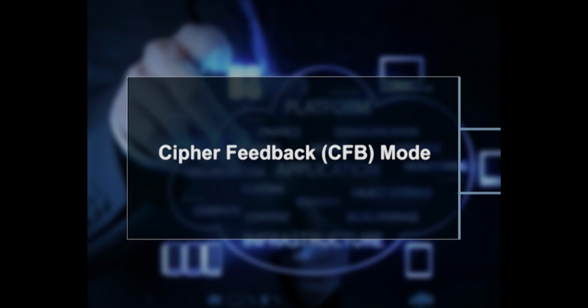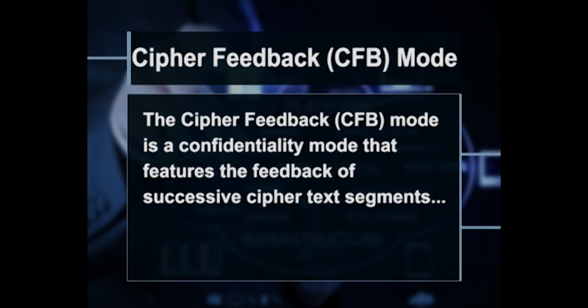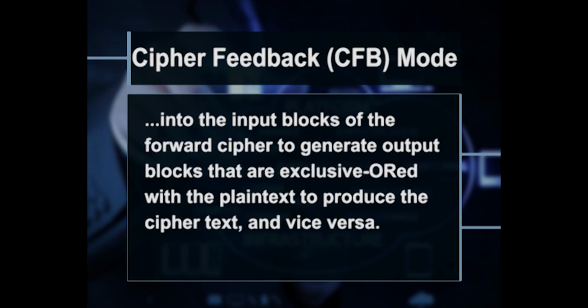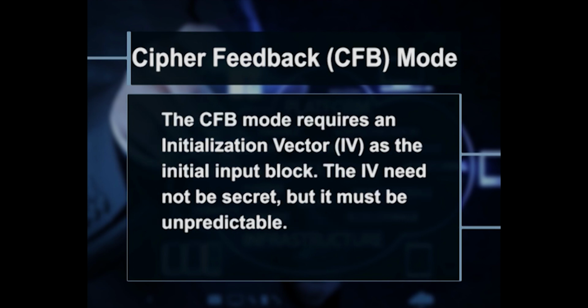Cipher feedback mode, CFB. The cipher feedback mode CFB is a confidentiality mode that features the feedback of successive ciphertext segments into the input blocks of the forward cipher to generate output blocks that are exclusive ORed with the plaintext to produce the ciphertext and vice versa. The CFB mode requires an initialization vector as the initial input block. The initialization vector need not be secret, but it must be unpredictable.